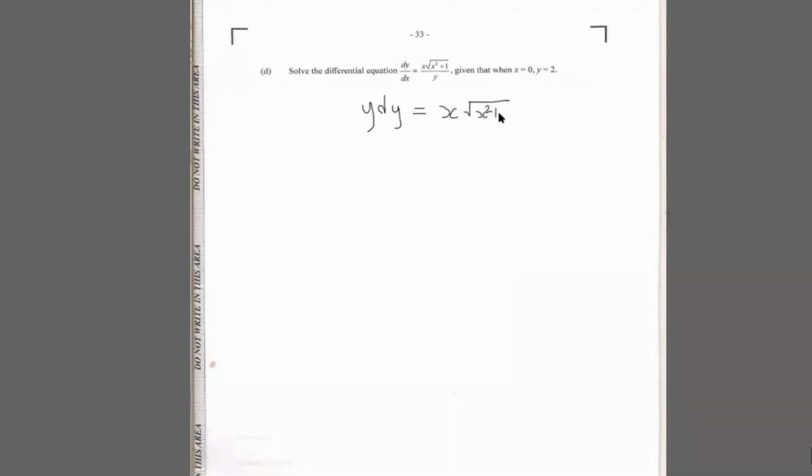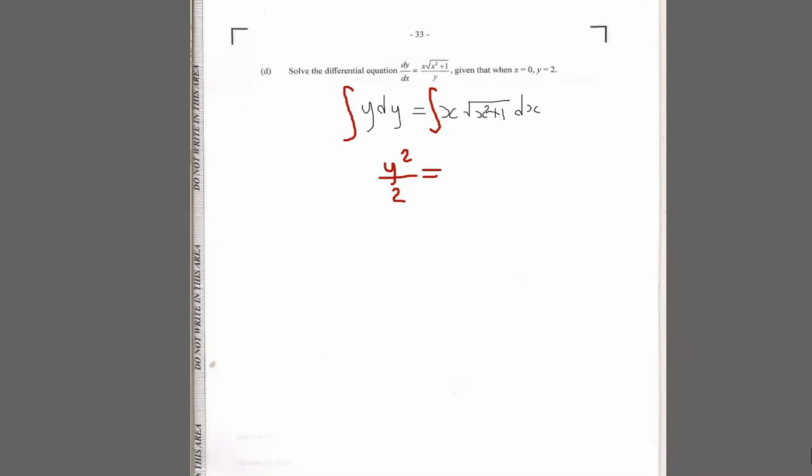Now, this part might be tricky to integrate. You might say, sir, integrate x times the square root of x squared plus 1? Oh my God. So all you're going to do is integrate both sides now. And so the integral of y dy is y squared over 2. And so y squared over 2 is equal to this integral. But you might say that integral looks tough. I agree with you. This integral looks tough.